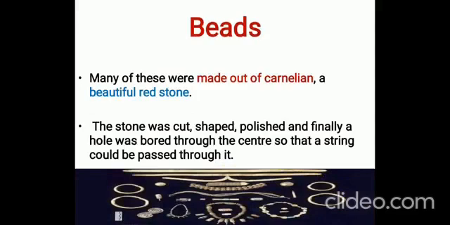Now, what were beads? Beautiful red stone. This is a very beautiful red stone, carnelian. The stone was cut, shaped, polished, and finally a hole was bored through the center so that a string could be passed through it. So the stone was cut into different shapes, then polished, and finally a hole was bored through the center so that a string or a wire could be passed through it, and ornaments could be made.